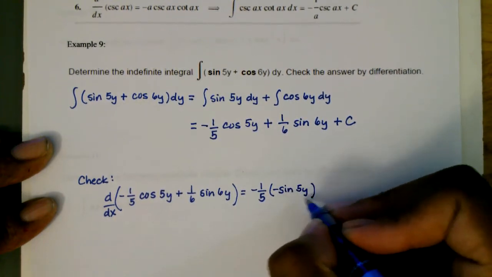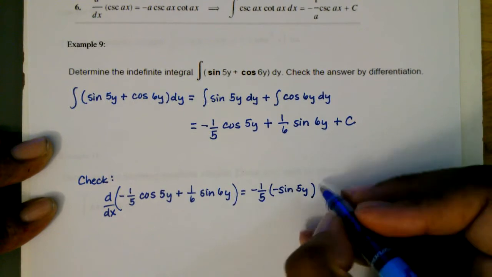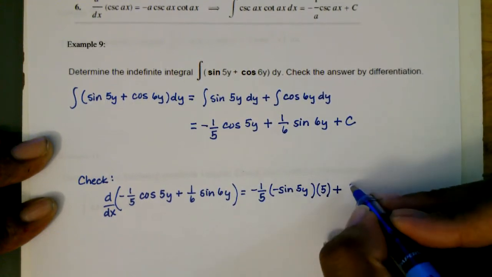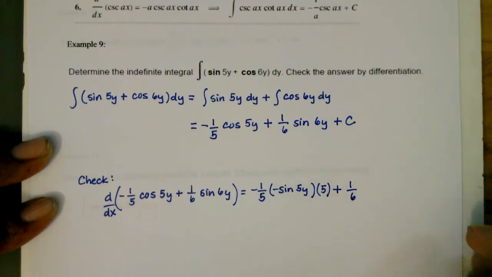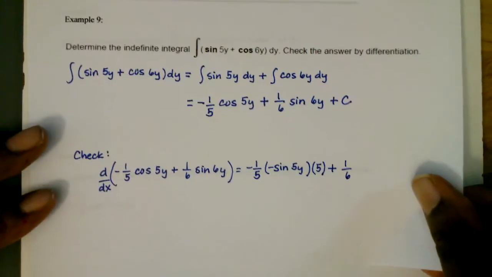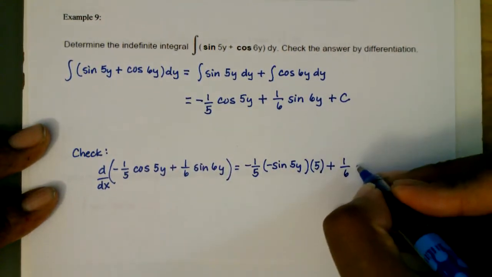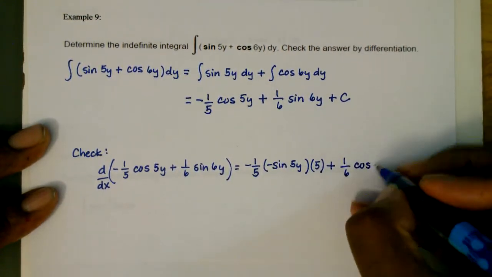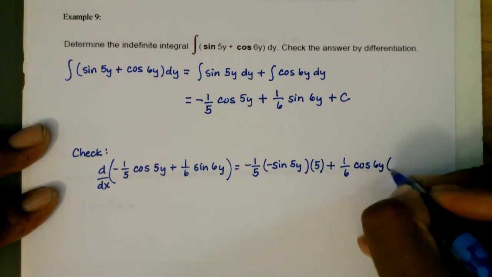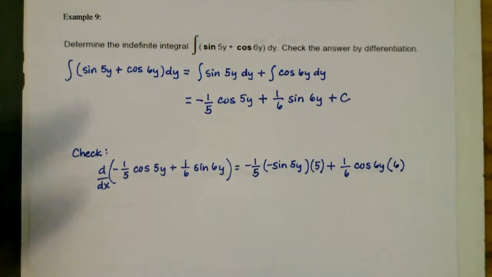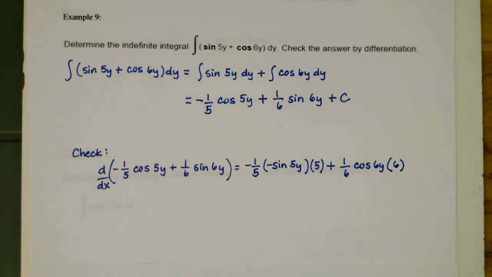Then I need the inside derivative. The derivative of 5y will just be 5, plus, bring over the 1/6. The derivative of the sine is the cosine, bring over the 6y, multiply that by your inside derivative. That's 6. The derivative of 6y is going to be 6.